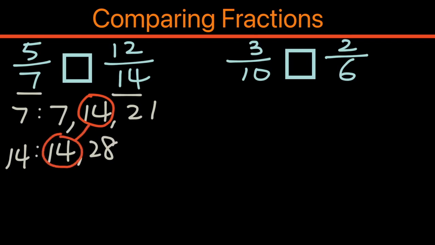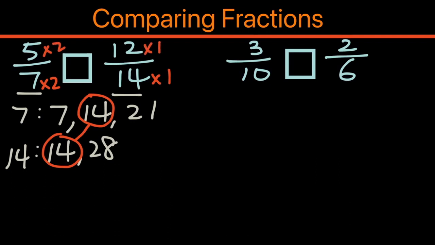So what we want to do is to get the denominator to be 14 for both fractions. For 7 to get to 14, we would times by 2. For 14, we would just simply times by 1. And when we multiply a number in the denominator, we need to do the same in the numerator. So 5 we need to times by 2 as well, and 12 need to times by 1.